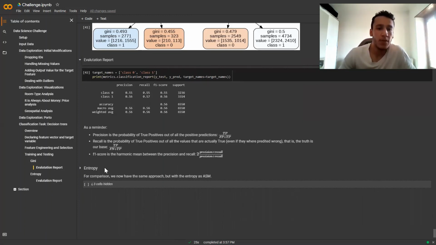And then the F1 score, it's a harmonic mean between the precision and recall. And this is an interesting measurement because it takes a look at how the model is performing overall, right? So entropy.